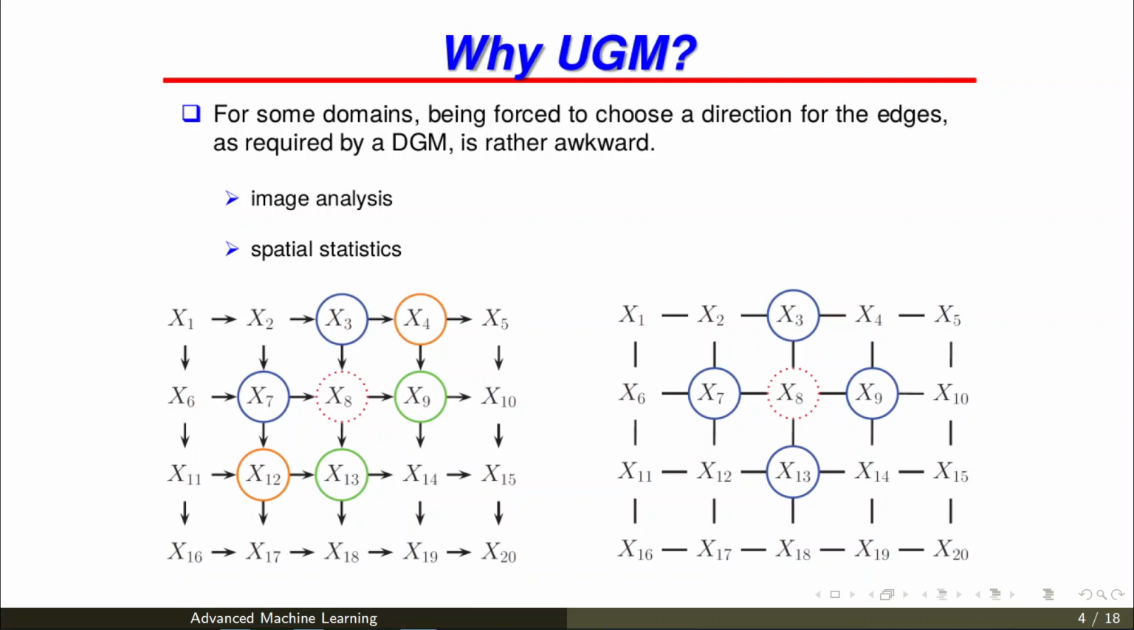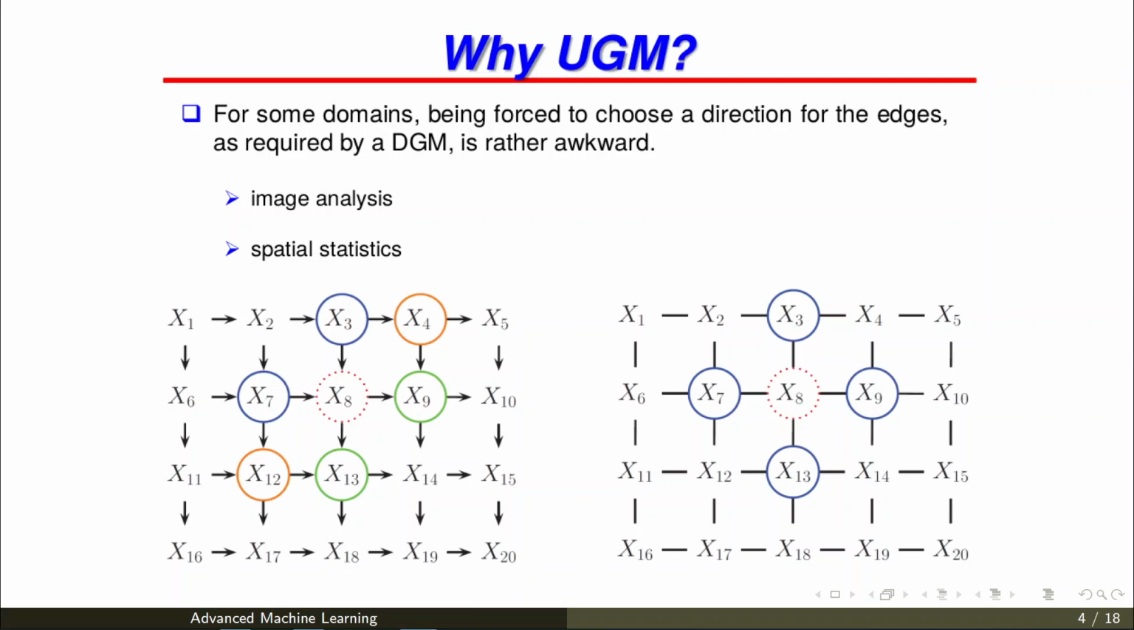It does not make sense to actually put directions in the case of pixels of an image, because there is no notion of direction in an image, right? Something like one pixel being a parent of another pixel, or a co-parent of another pixel, and so on, that sort of relationship will not be available in an image. That doesn't mean anything. So in image analysis and in spatial statistics, we require something known as undirected models.